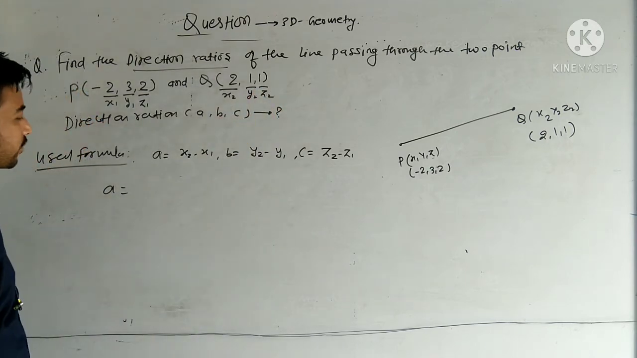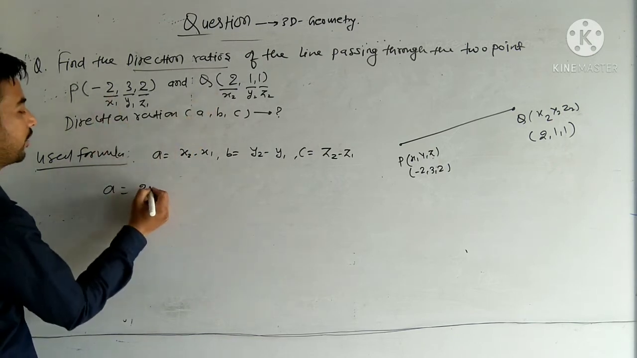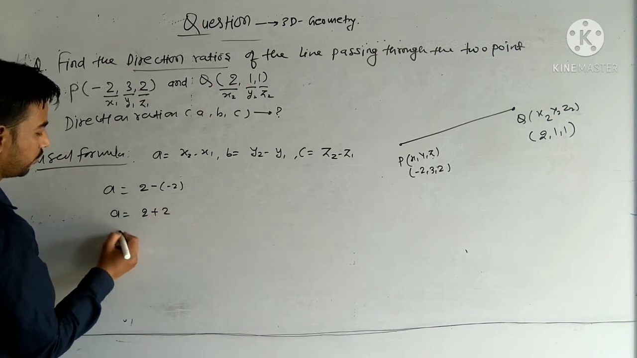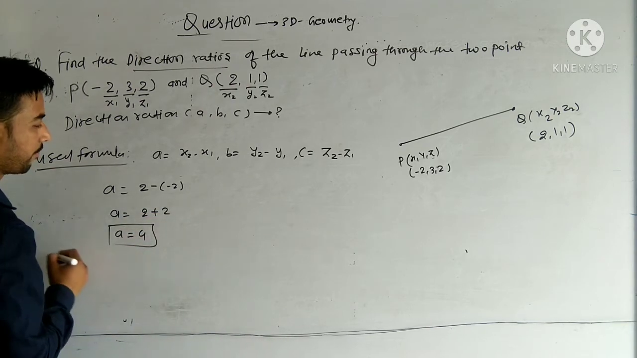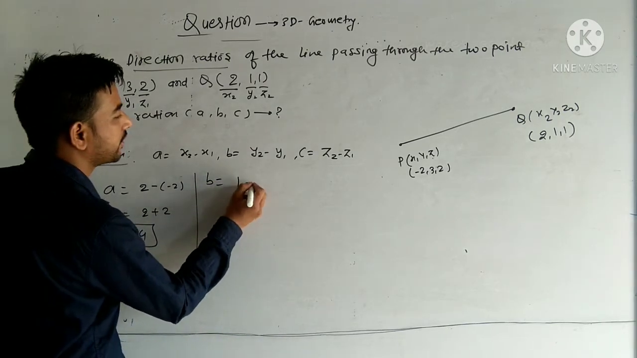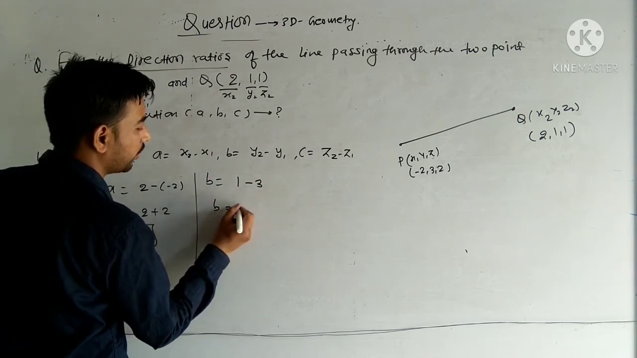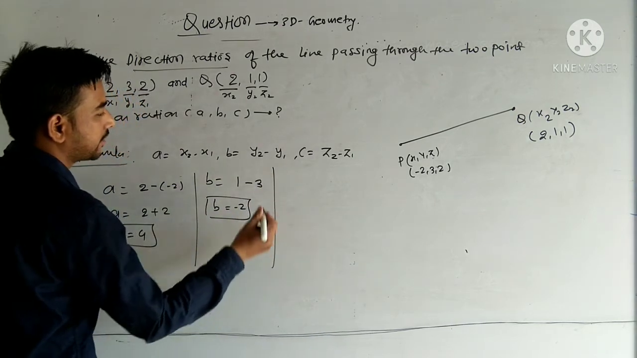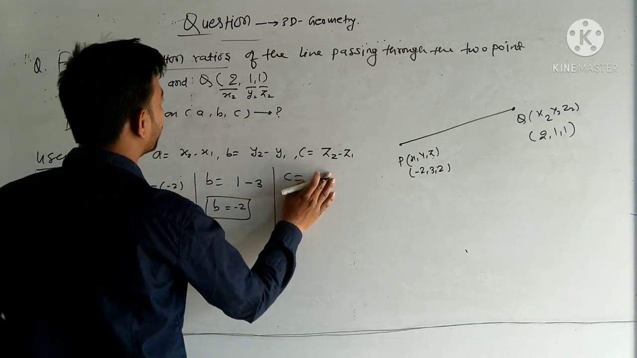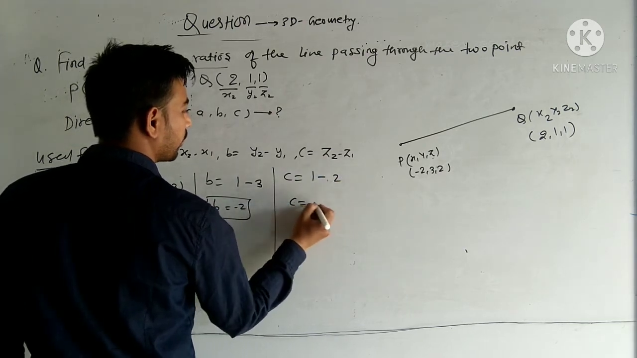Okay. So x2 minus x1 is what? x2 is 2, x1 is minus 2. So A equals 2 plus 2, so A equals 4. And B equals y2 minus y1. y2 is given 1, y1 is given 3. So B equals -2. And C equals z2 minus z1. z2 is 1, z1 is 2. So C equals -1.